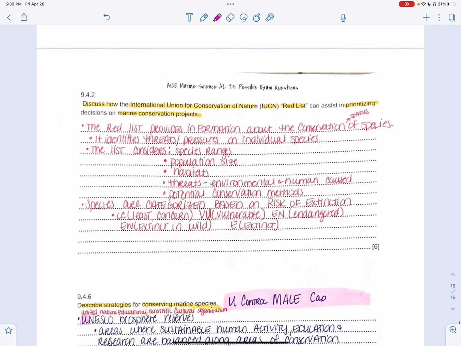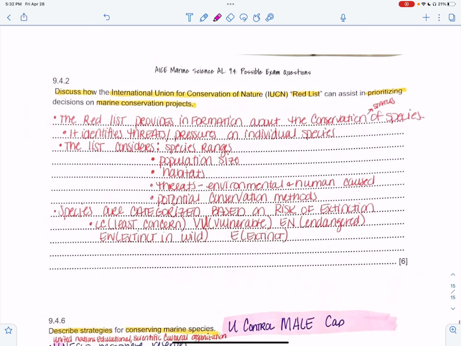Okay, and then you can pause this and write these down if you want. It's just something I was thinking about. So, things on the syllabus that haven't been asked yet. So perhaps: discuss how the International Union for Conservation of Nature, or the IUCN Red List, can assist in prioritizing decisions on marine conservation projects.